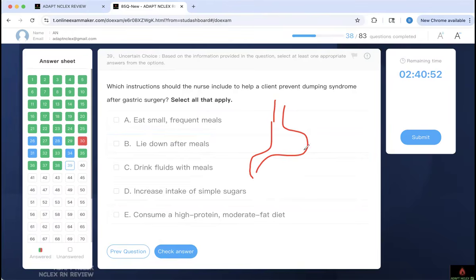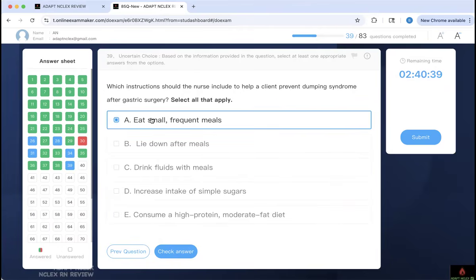But if this is your normal stomach, usually gastric bypass, you have it like that. And then we have this connected to that. Every time you eat, it comes straight like that. Therefore, what we teach the patient is to do what? Eat small, frequent meals at a time.